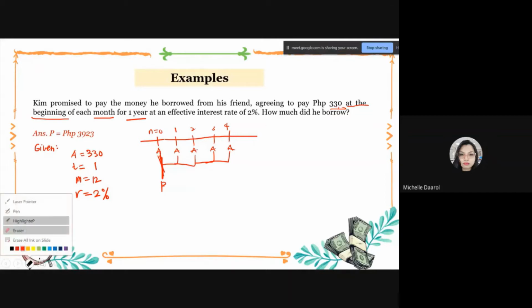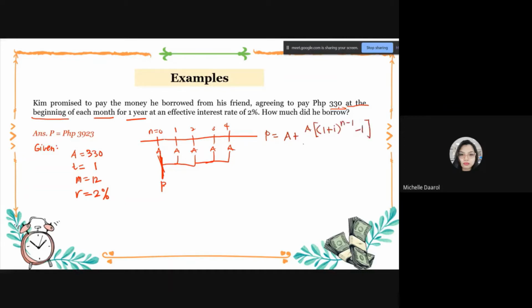Okay, so by substituting the formula, so what is the formula? So, the formula is P equal to A plus A times 1 plus I raised to n minus 1 over I times 1 plus I raised to n minus 1. Okay, so let's solve when I is r over m. So that's 0.02 over 12. And then n is m times t. So 12 times 1. Okay, kindly substitute.